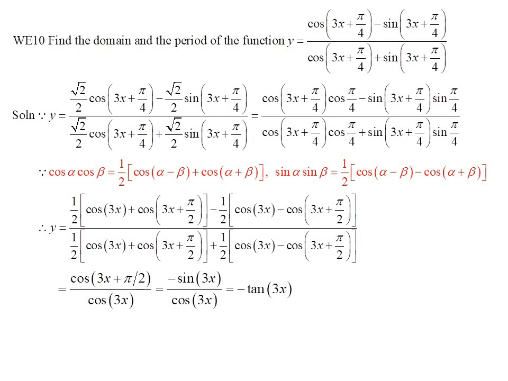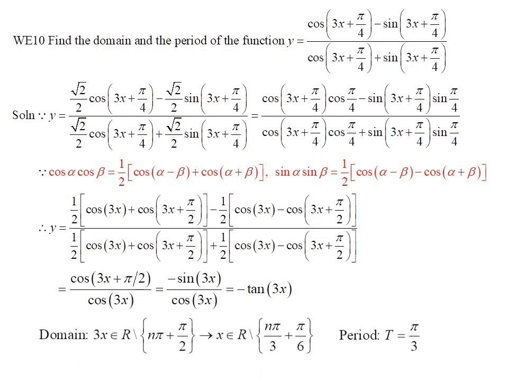As we are familiar, cosine (3x plus pi over 2) equals negative sine 3x. The function becomes negative tangent 3x. So the domain of the function is all the real numbers except n pi over 3 plus pi over 6, where n is an integer. Hence, accordingly, the period of the function is pi over 3.